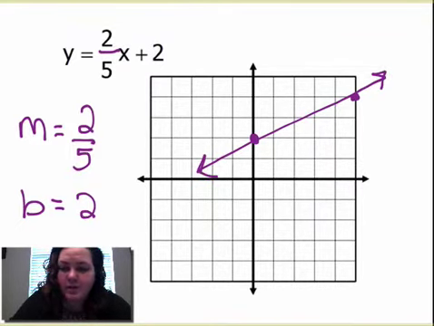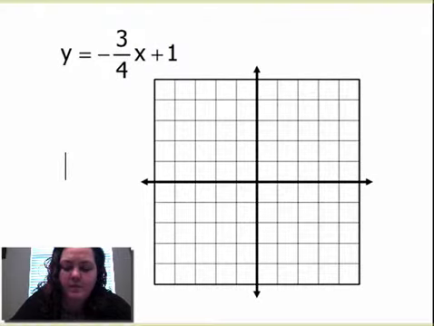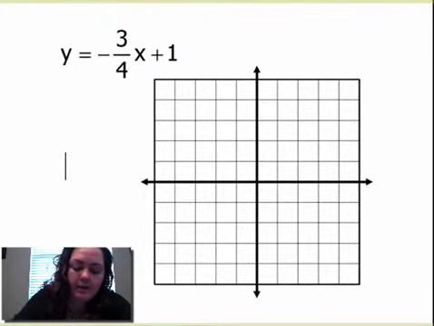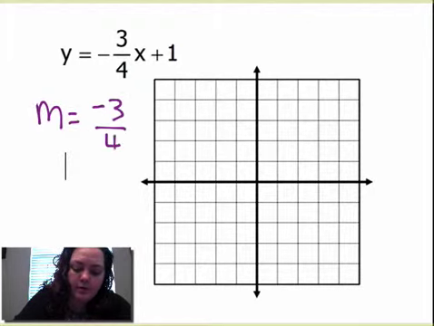Now some of these, you guys could probably go ahead and pause, try them, and then watch the video and make sure you got them all right, because I think you probably got the hang of it up until the last couple of problems. Alright, again, my slope in this case is negative 3/4, and I always like to put my negative with the top number. And my y-intercept is positive 1.